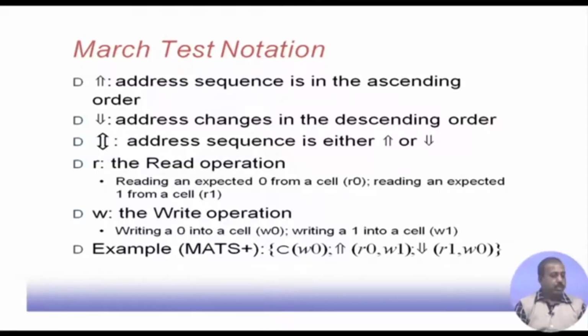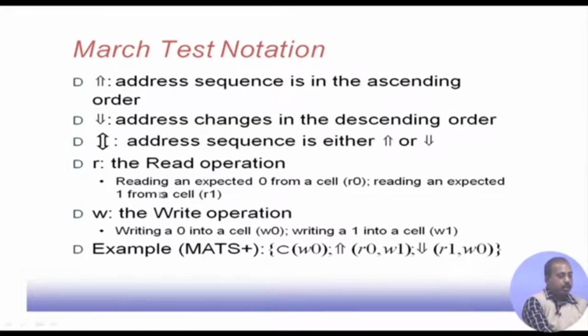While talking about a march test, we can apply this symbol, which means the address sequence is in ascending order, that is, starting with the lowest possible address, so it will go upwards. Then there is a decreasing symbol: if this symbol is given, the address changes in descending order. And this symbol tells that you can apply the addresses in either of these two orders, ascending or descending.